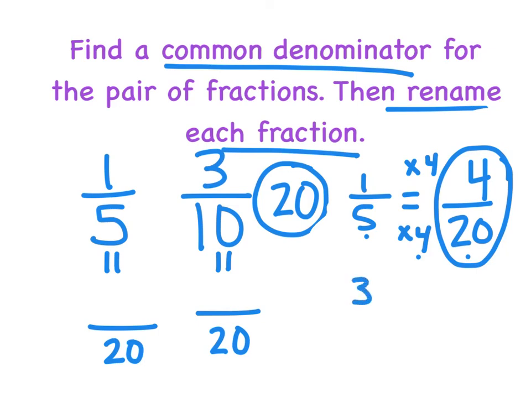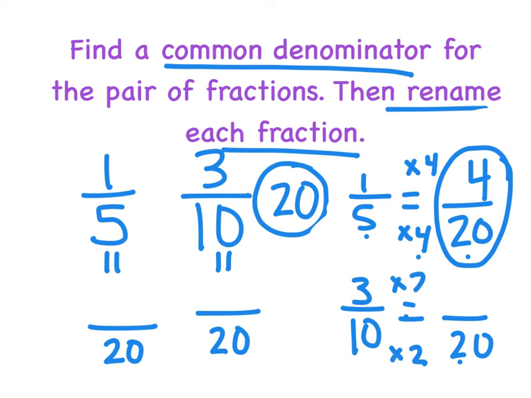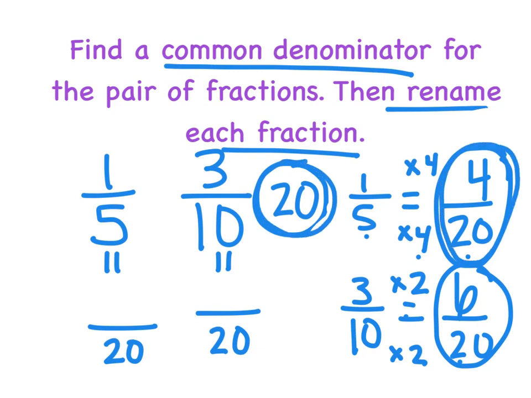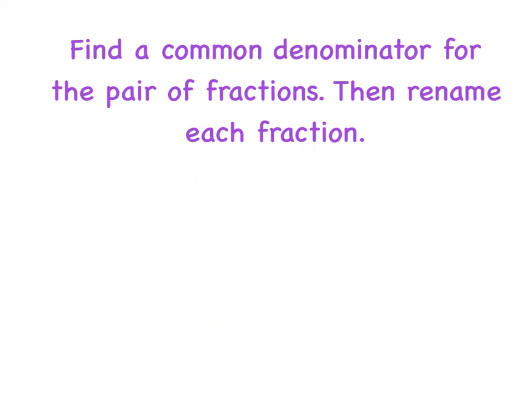Now let's do the same for 3/10. If I want it to be an equivalent fraction with 20 on the bottom, I need to do 10 times 2 to get to 20. So that means I also need to do times 2 on the top. 3 times 2 is 6. The equivalent fraction for 3/10 that has a denominator of 20 is 6/20. So my answer to this problem is 20 is the common denominator, and I would rename the fractions to 4/20 and 6/20. Let's look at one more example for some practice.